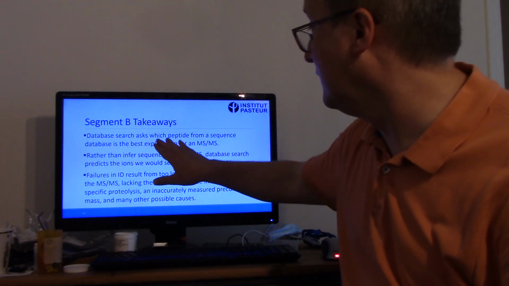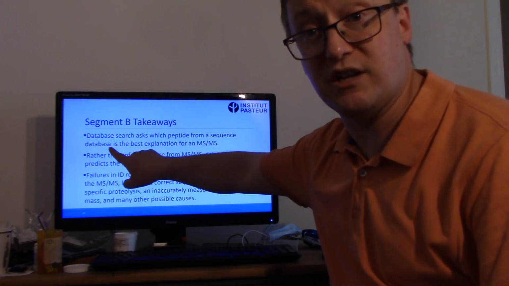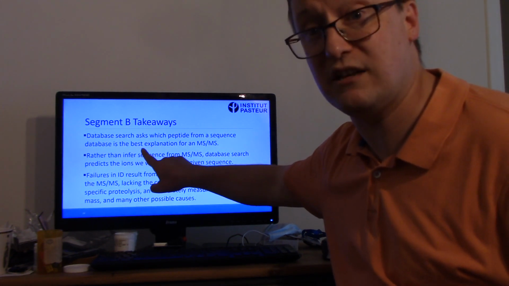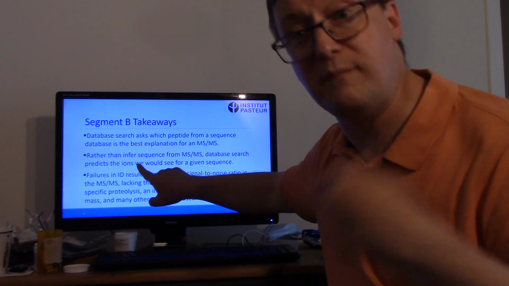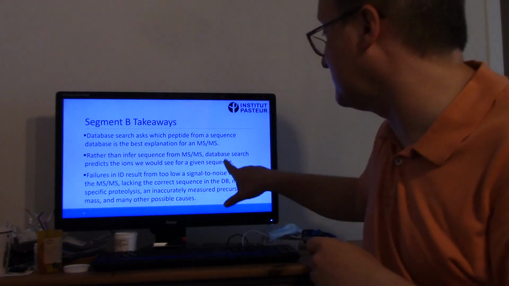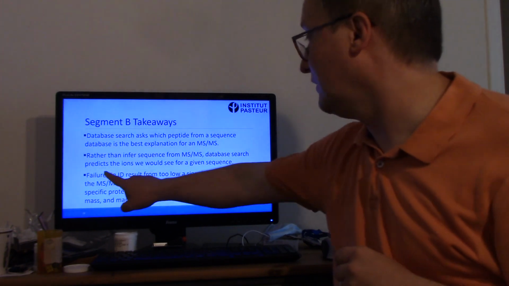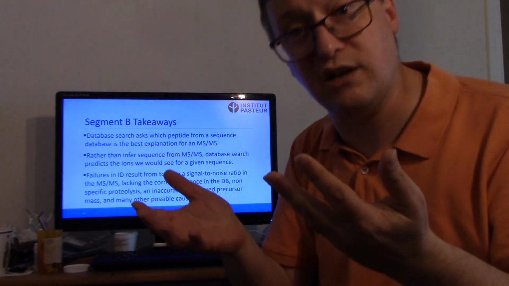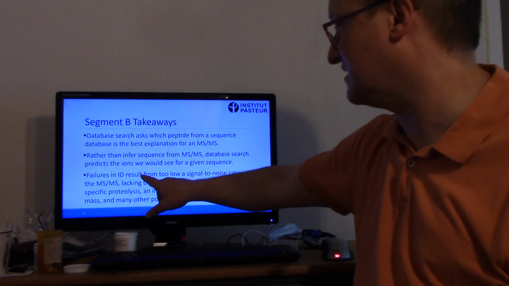Lots of takeaways. Database search asks which peptide from a sequence database drawn from a FASTA database is the best explanation for this tandem mass spectrum. Rather than inferring sequences from tandem mass spectra, we are dependent on the sequences in the database to tell us which peptides are possible, and only those are going to have spectra predicted for them and compared to this empirical set that we have from the observed tandem mass spectra.